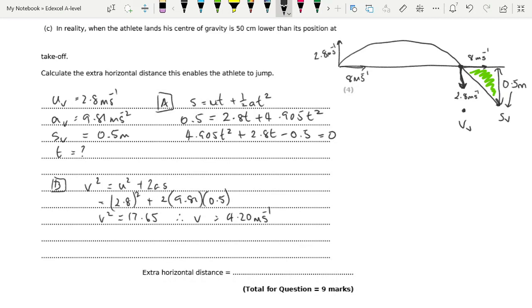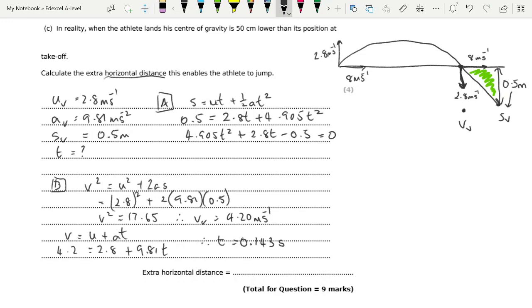Now, once we have that, we have our v and this information, and we can use a second suvat equation to find out what our t would be. So the most straightforward one is v is equal to u plus at. So our 4.2 is equal to 2.8 plus 9.81 t, giving us a t of 0.143 seconds. So that's the extra time that he spent in the air up here in this green triangular bit.